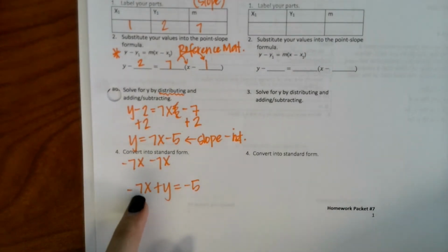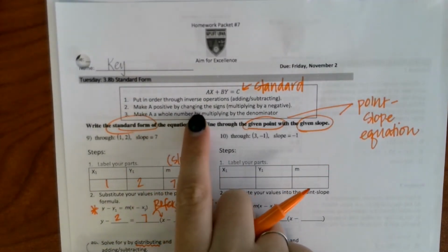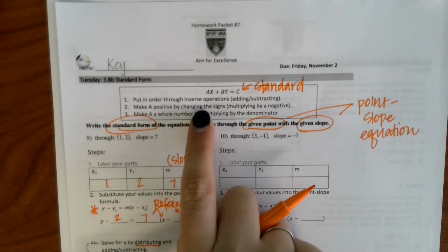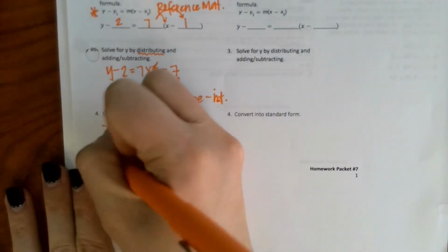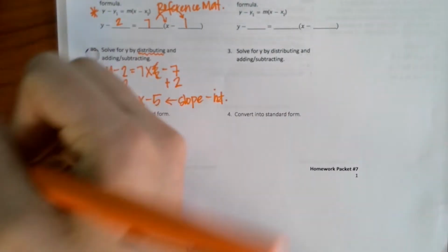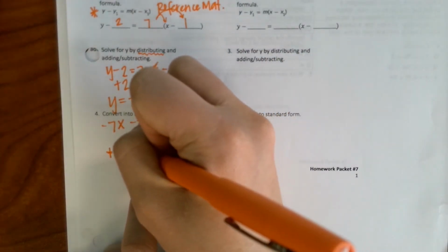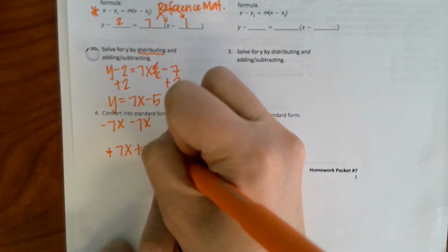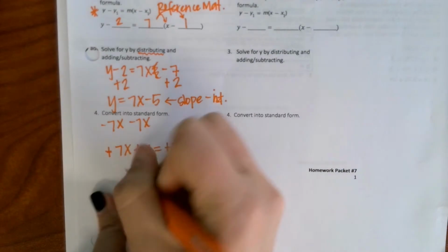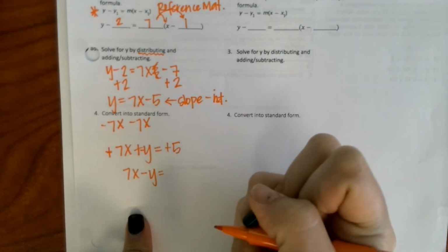So how do I get rid of this negative in front? What does step 2 say? I have to make a positive by doing what? Changing the signs. Excellent. So this isn't going to be a negative 7x anymore. It's going to be a positive. But I have to change all of my signs for everything. So this isn't going to be positive y, this is going to be a negative y. This isn't going to be negative 5, this is going to be positive 5. What's my final answer? 7x minus y equals 5.